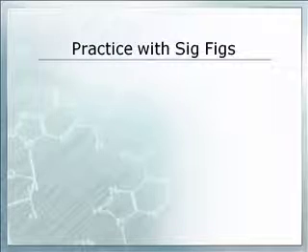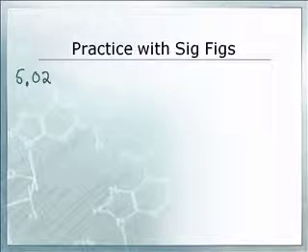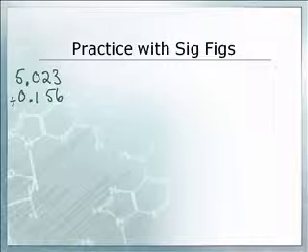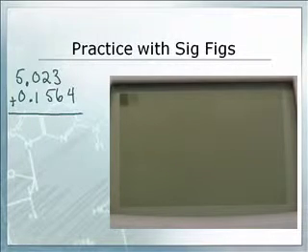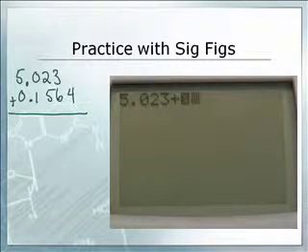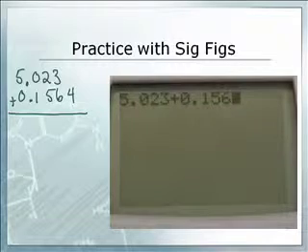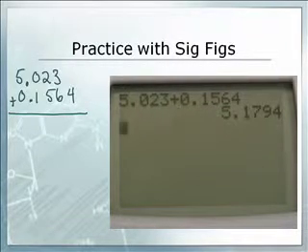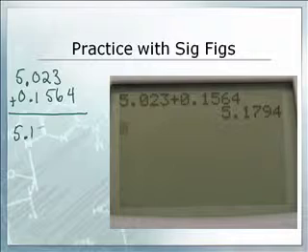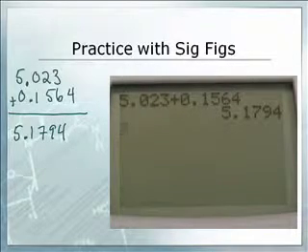So now let's just do some problems. Let's say I have 5.023, and I'm going to add to that 0.1564. Mr. Sams, you're going to do that on the calculator: 5.023 plus 0.1564. What does the calculator say? The answer says 5.1794. And that, of course, is wrong. The calculator's wrong? I cannot believe it! The calculator's wrong!